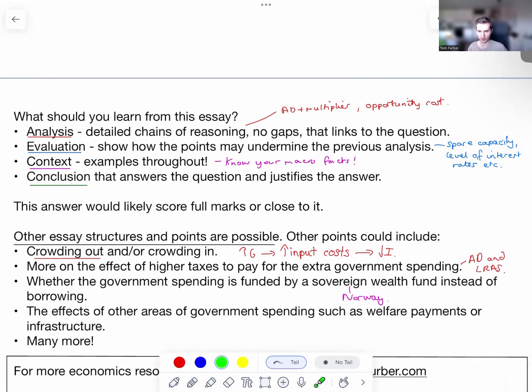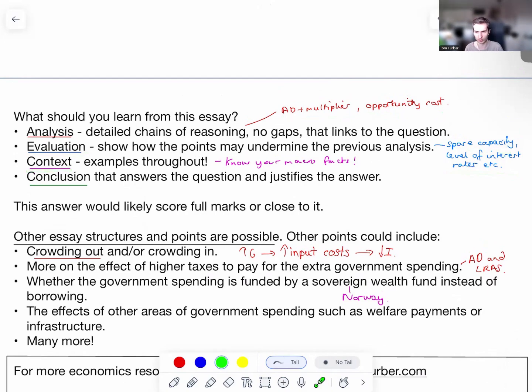What should you learn from this essay? Well, note the analysis. Detailed chains of reasoning, no gaps, that links back to the question. Those AD and multiplier chains, those opportunity cost chains, detailed, linking to the question. Evaluation paragraphs show how the points may undermine the previous analysis. So spare capacity, level of interest rates, the assumption that government spending increases necessarily lead to high budget deficits, and challenging that assumption. These are all typical evaluation points.